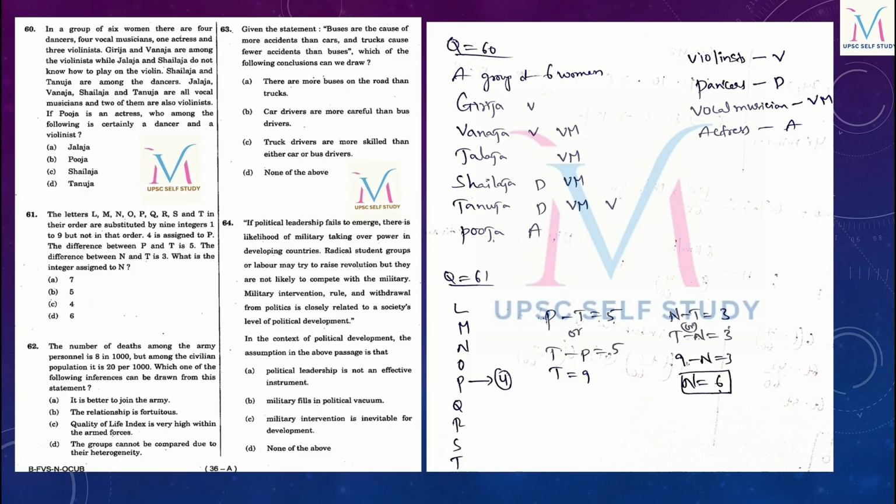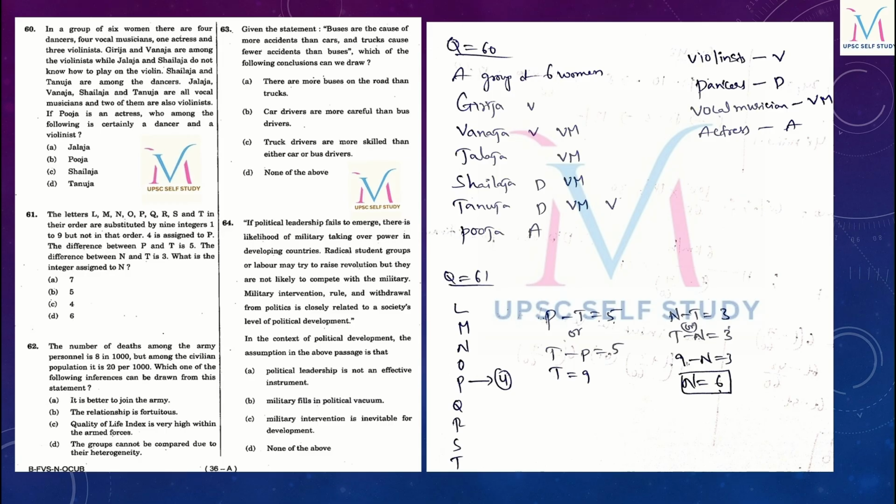The difference between P and T is 5. So from P to T it is 5. So in between P and T, how many letters are there? That we have to write. P, Q, R, S, T. Since P to T it is 5, right?